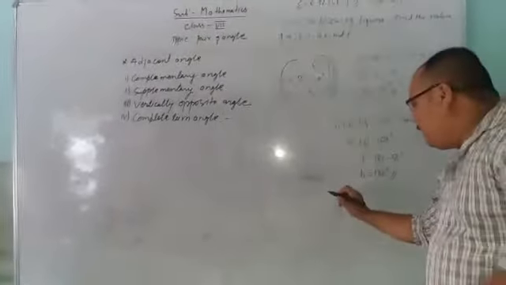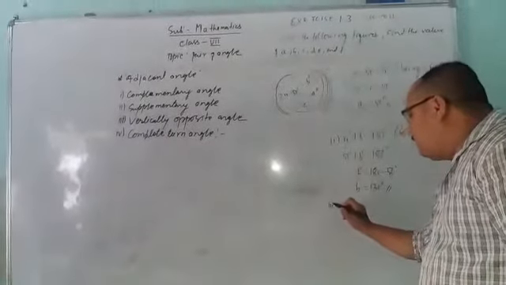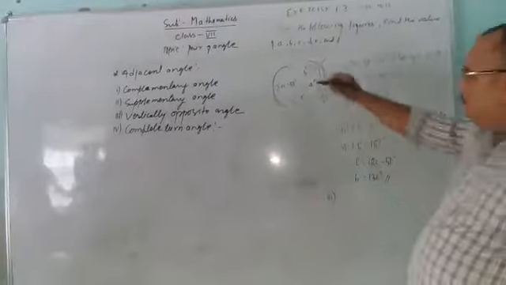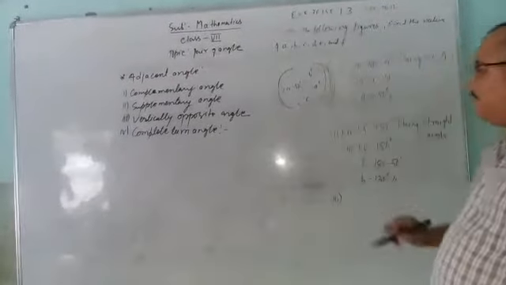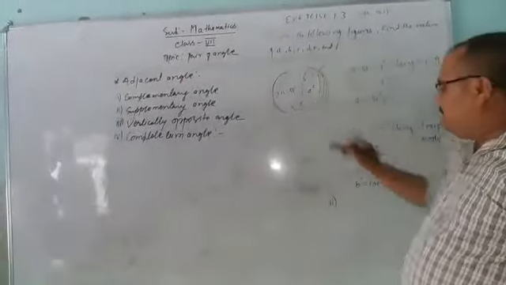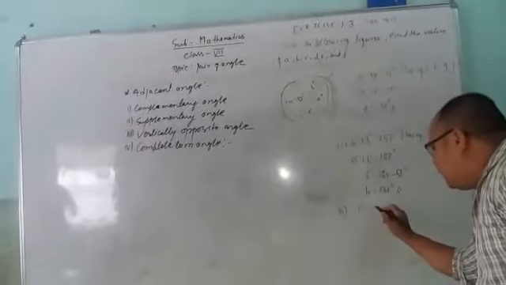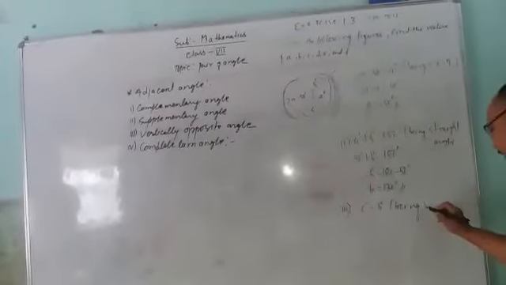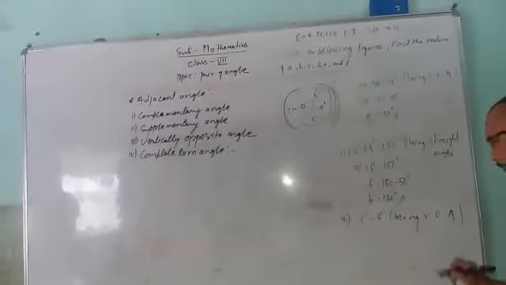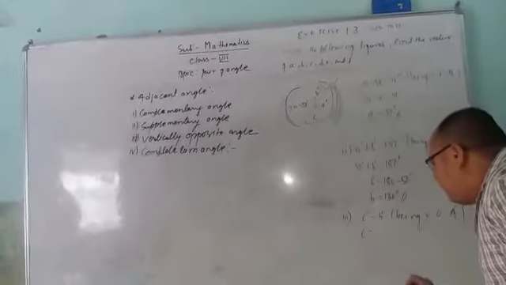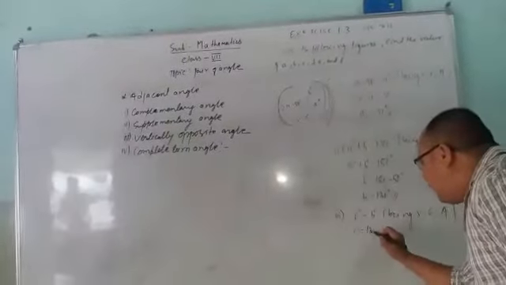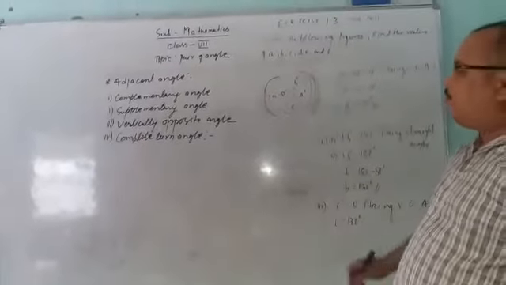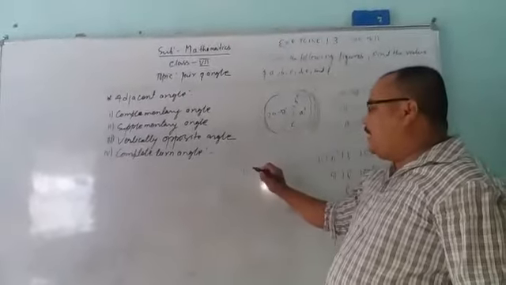And now we have to find out c degrees. c is opposite to b degrees. That's why c degrees is equal to b degrees, the reason being vertically opposite angles. And c is equal to 130 degrees also. So in this way you solve question number 1 and question number 2.